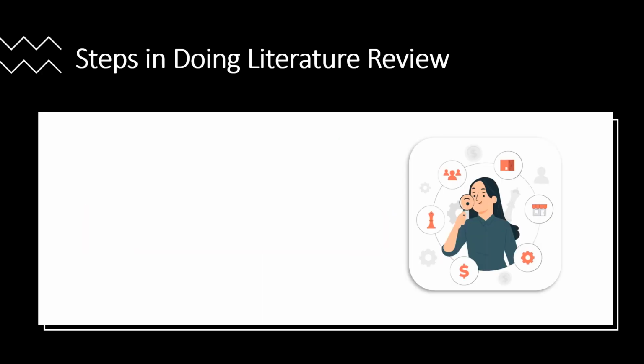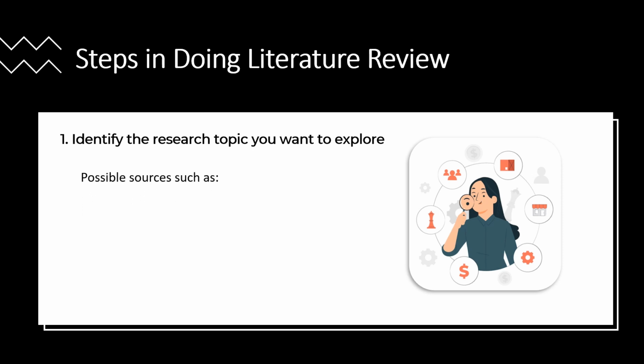In order to guide you in doing the literature review, here are some steps that you can do. The first step is identifying the research topic that you want to explore. So in identifying the research topic that you want to explore, you should be flexible in your conceptualization of the research problem being investigated. So you can begin by identifying a broad idea and then be prepared to narrow it down as you progress through the research.